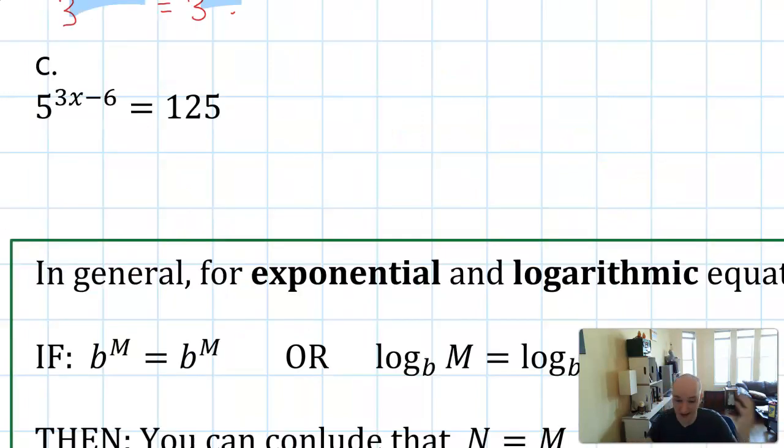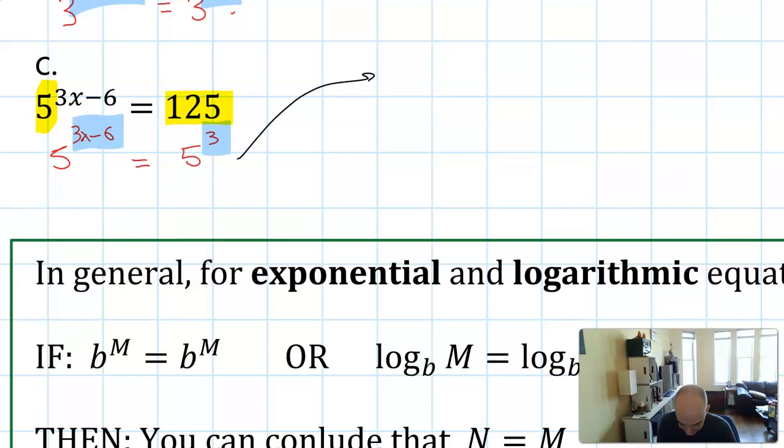You don't always have to have a variable or even an exponent to solve using this idea. So we have 5 to the 3x minus 6 is equal to 125. Well, we could maybe solve this with logarithms, but it's going to be a lot easier to recognize that 125 is 5 to the 3rd. And here we have 5 to the 3x minus 6. So let's just extract those exponents and independently set them equal to each other.